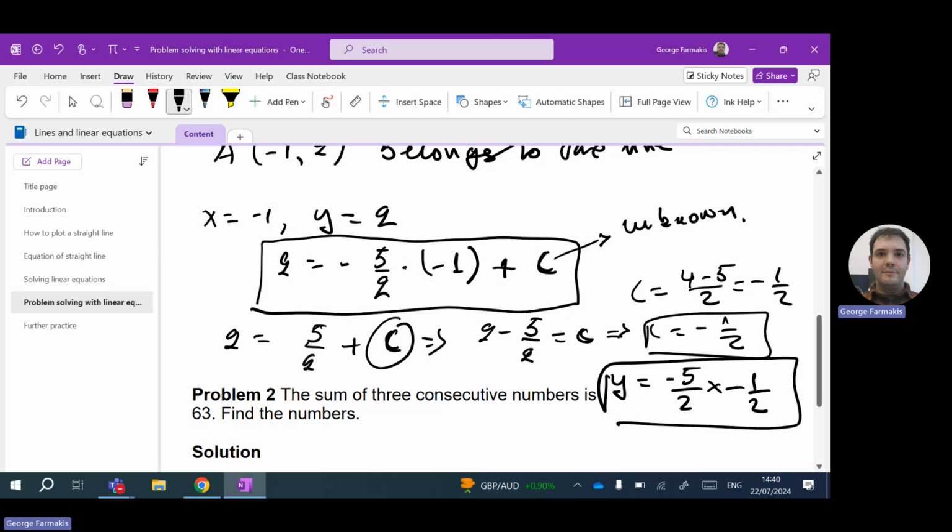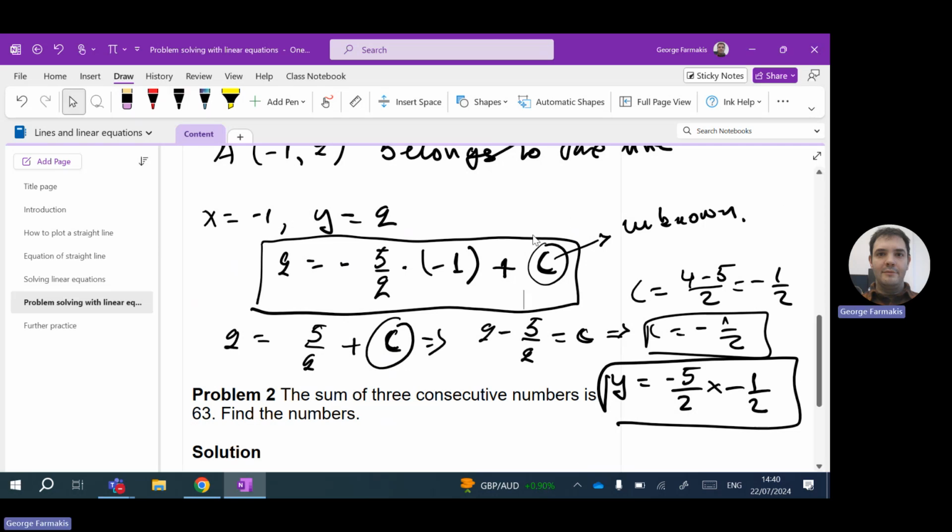So this is how we can find the equation of a straight line given 2 points. Okay, we can find first the slope, and then we can choose any of the points, substitute back into the equation, and solve for the intercept, which is now the unknown. It's the only unknown that remains to find.